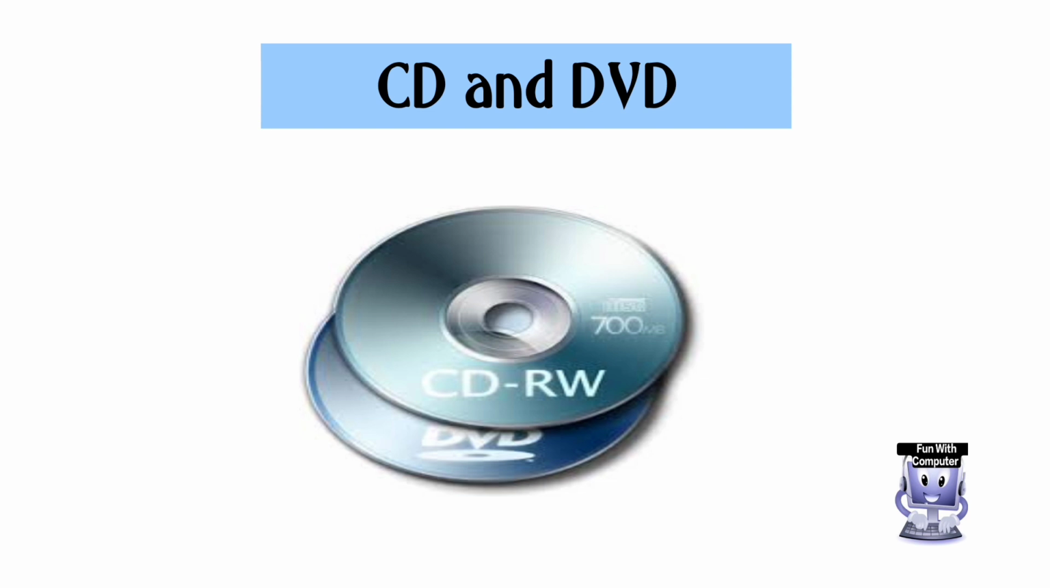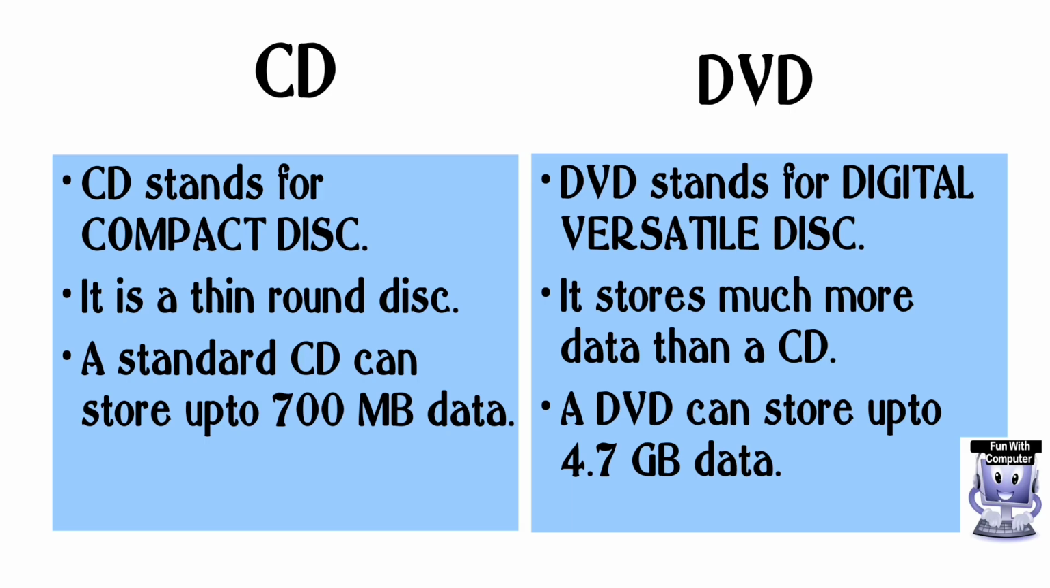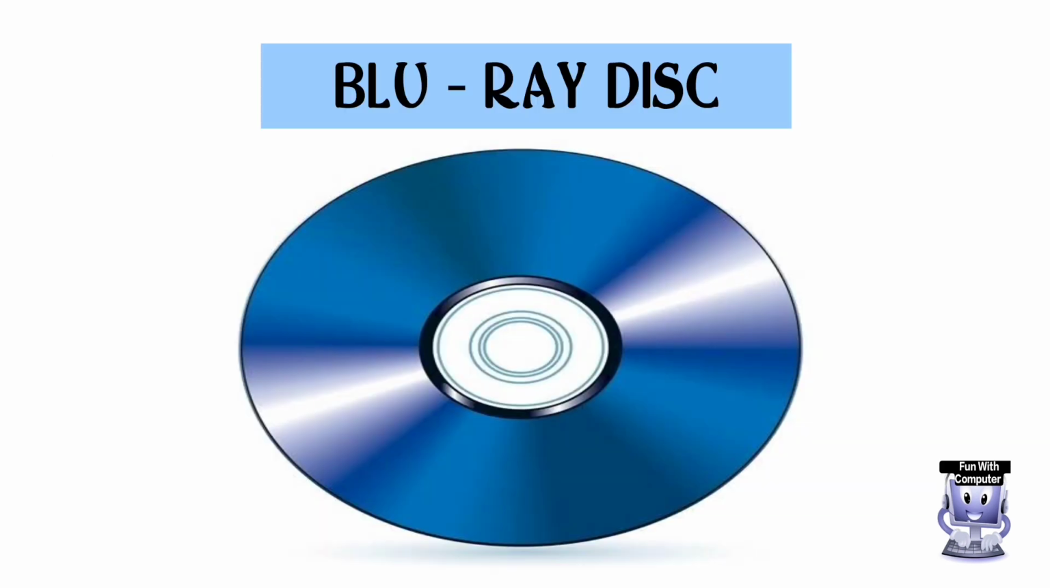CD or DVD. CD stands for compact disc. It is a thin round disc. A standard CD can store up to 700 MB of data. DVD stands for digital versatile disc. A DVD stores much more data than a CD. It can store 4.7 GB of data.